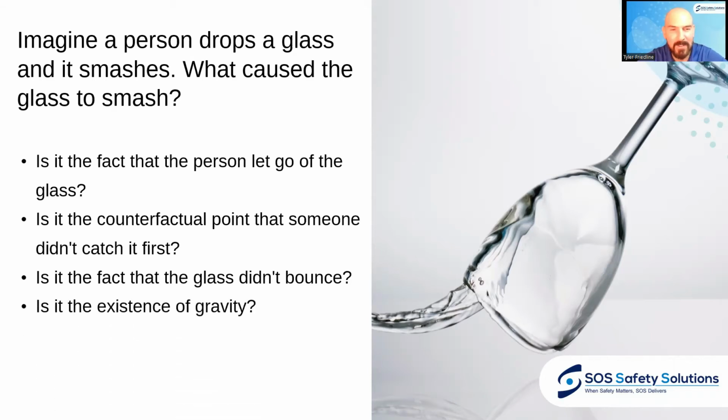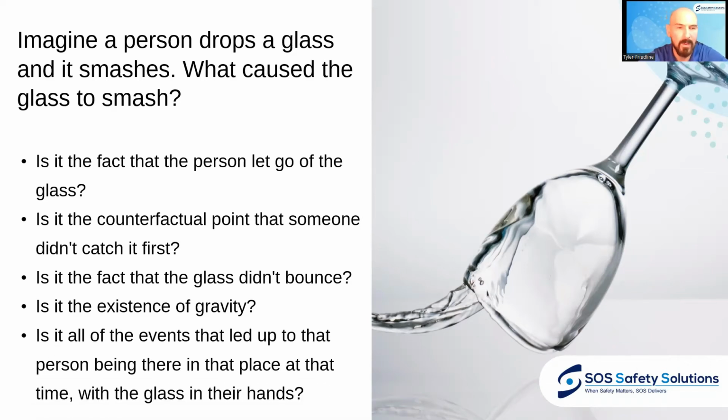Is it the existence of gravity, right? You might find yourself going down a line of reasoning that isn't useful. You're not going to be able to change gravity. So again, it's a social science, and it's just a tool to think through. If you find yourself going somewhere where it doesn't make sense, that's okay. Start over back at the beginning. Is it all the events that led up to the person being there in that place and time with their hands on the glass, right?